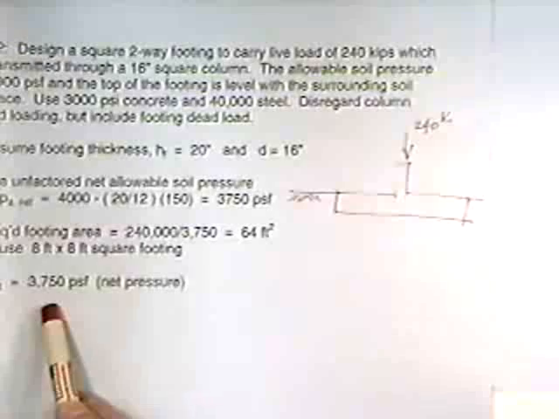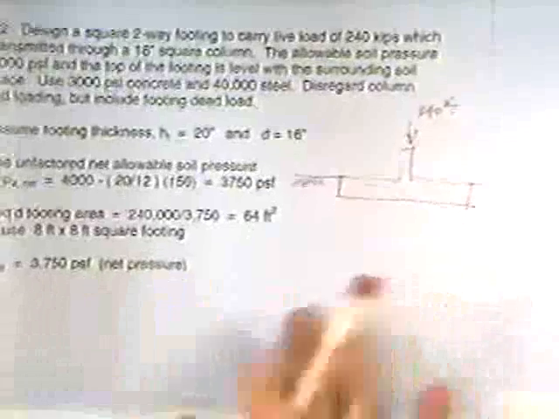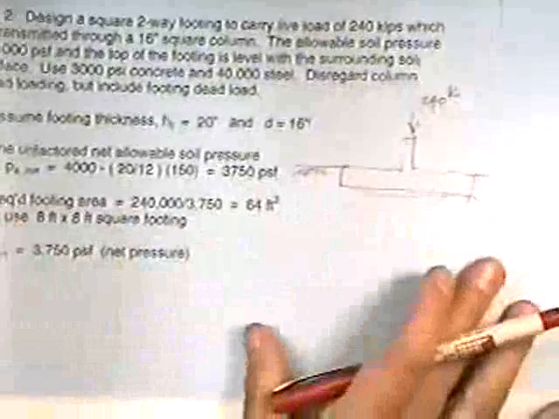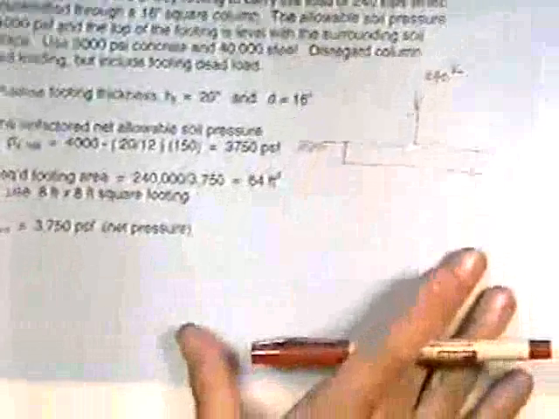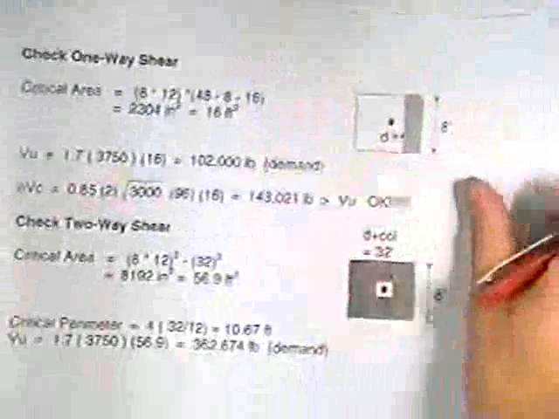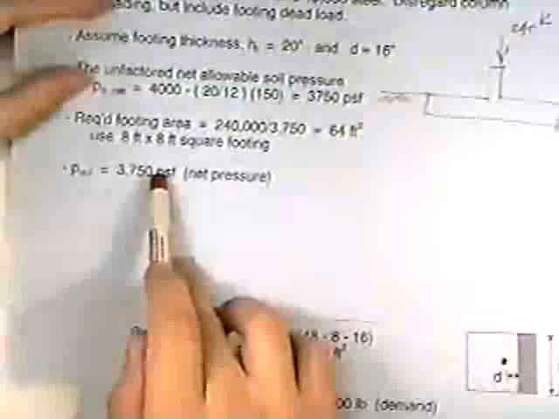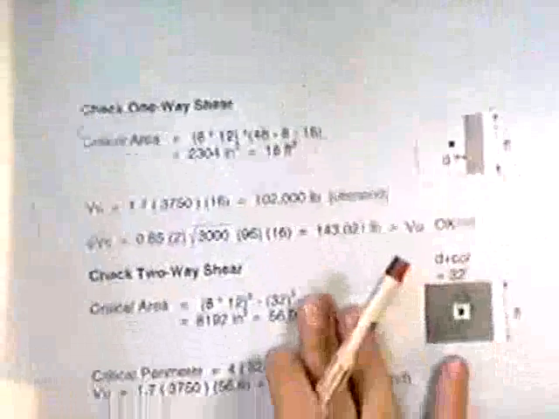Alright, so everybody with me there? And I think these guys worked out perfectly just because of coincidence, all right? It's not that it works all the time. Now, the next step is to check one-way shear. Now, you already found your Q, all right? That's the 3750.